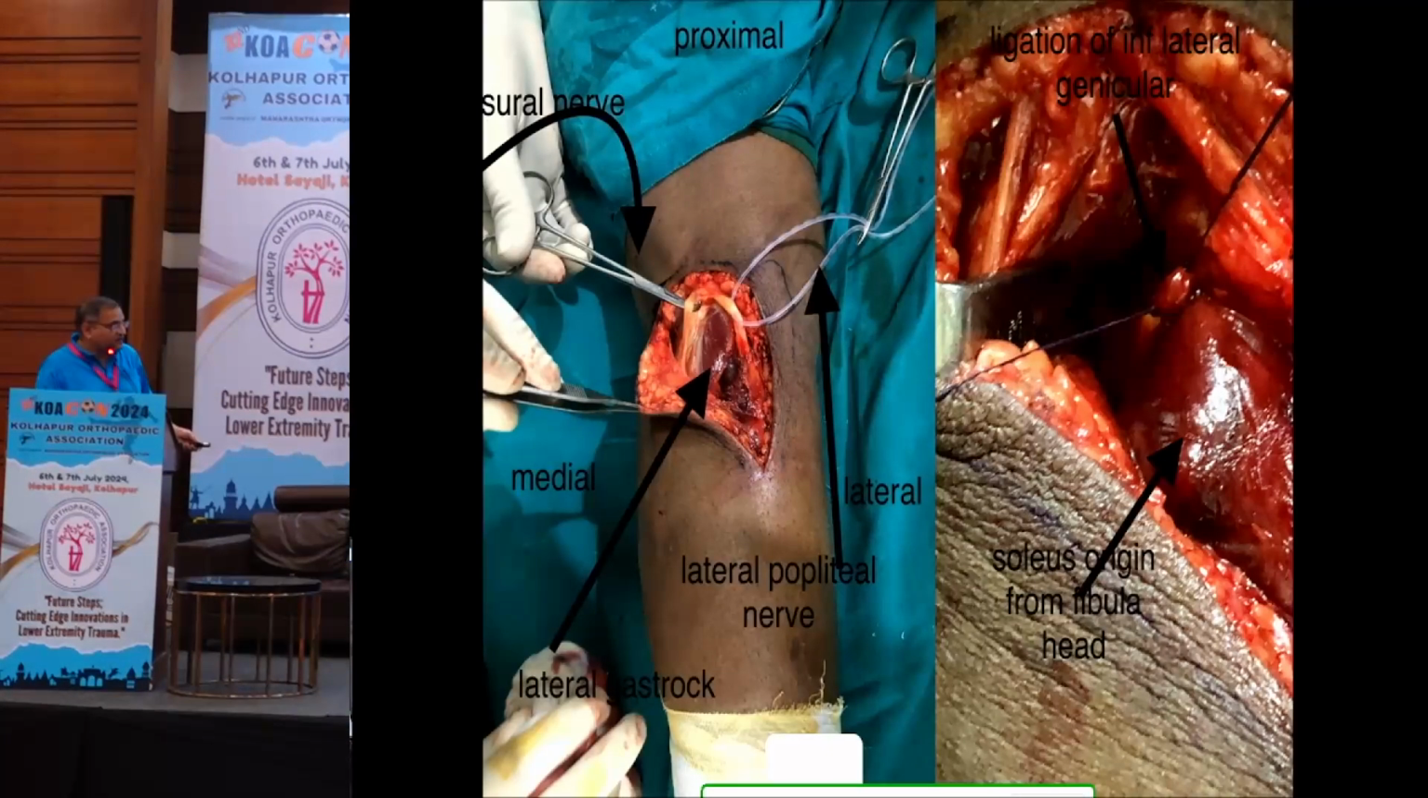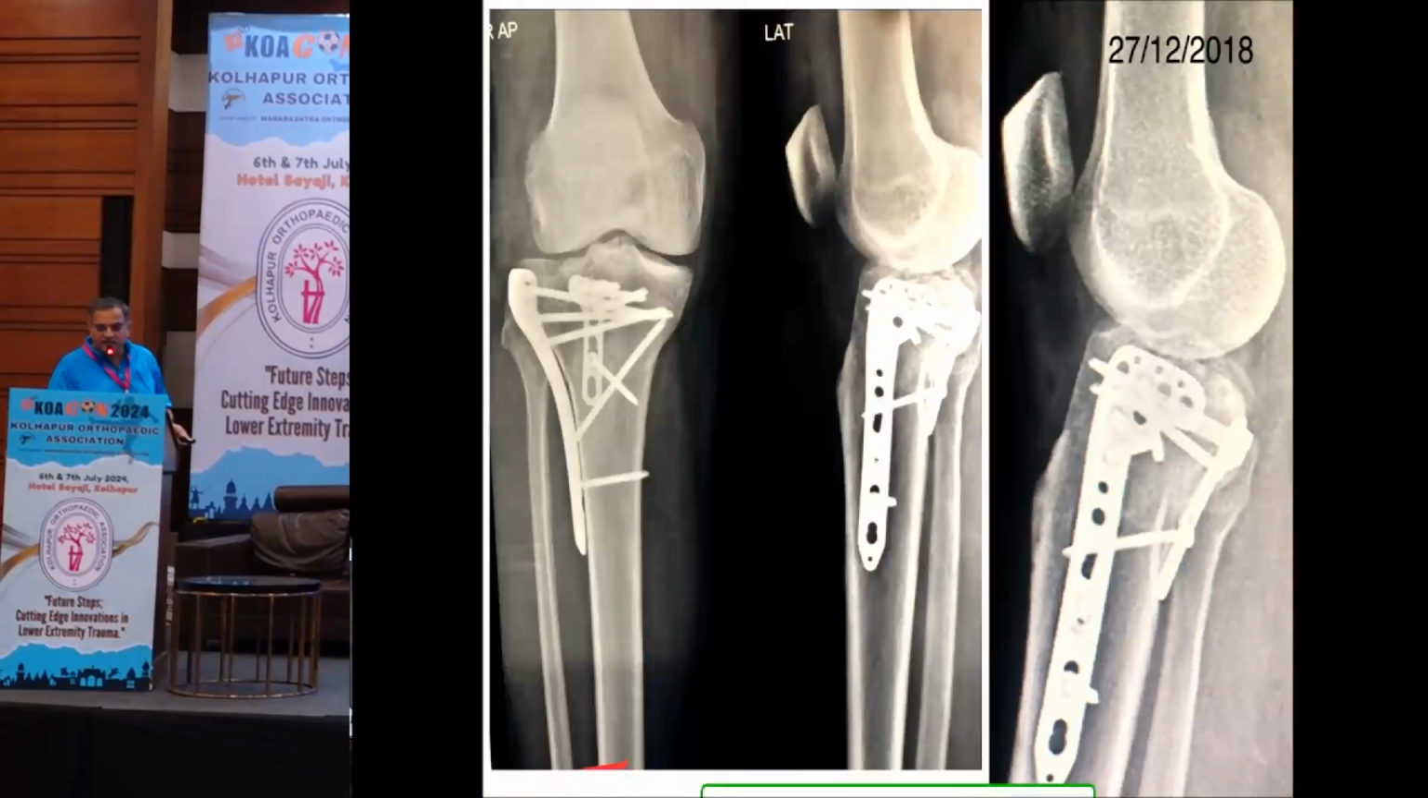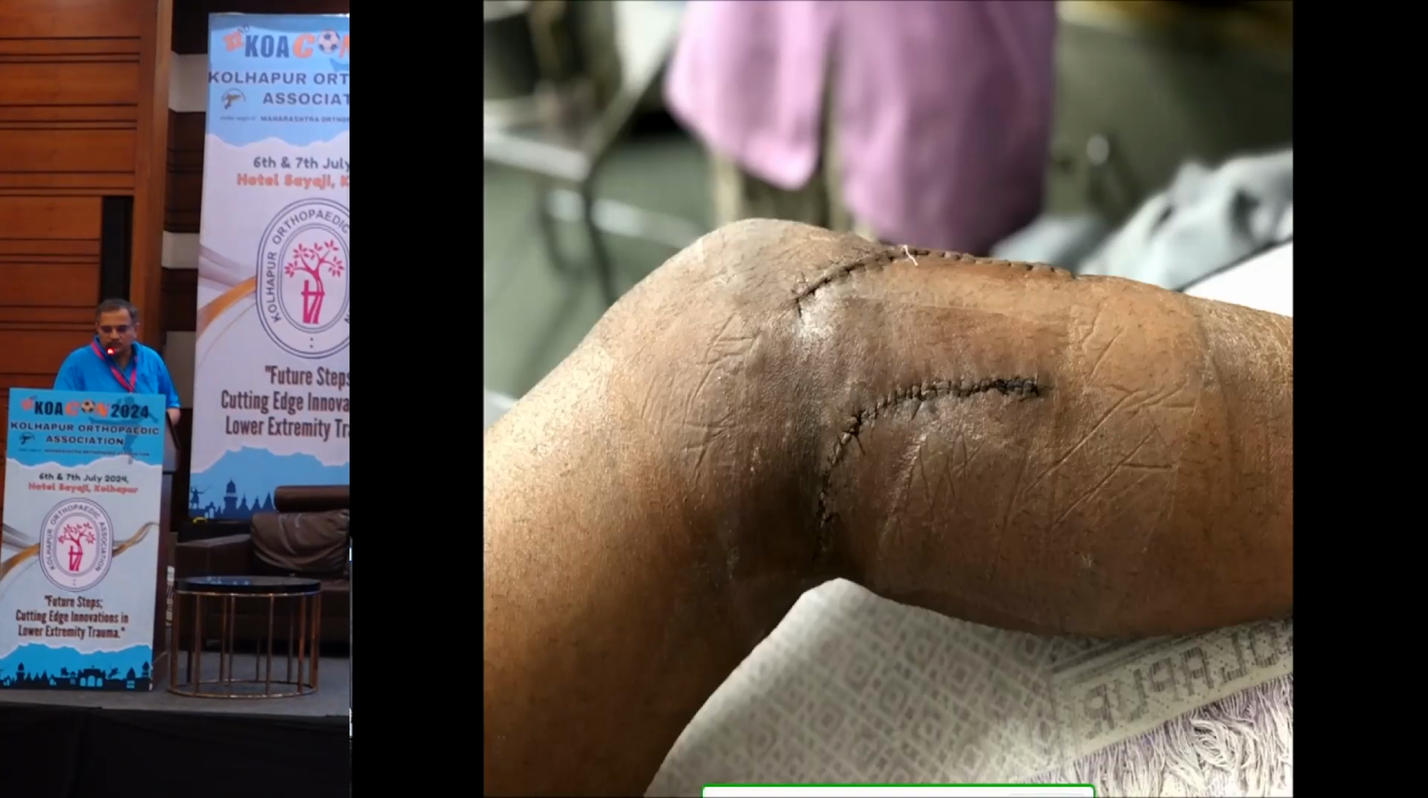So in this particular patient, which I did in a lateral position, that's the common peroneal, that's the sural nerve, this is the lateral gastroc, this is the soleus which has been reflected distally, the inferior genicular artery being tied, and this was fixed with a small buttress plate. Generally, a 2.7 distal radius plate only fits. Sometimes, if you find that the space is less, you can get away with CC screws with washers.